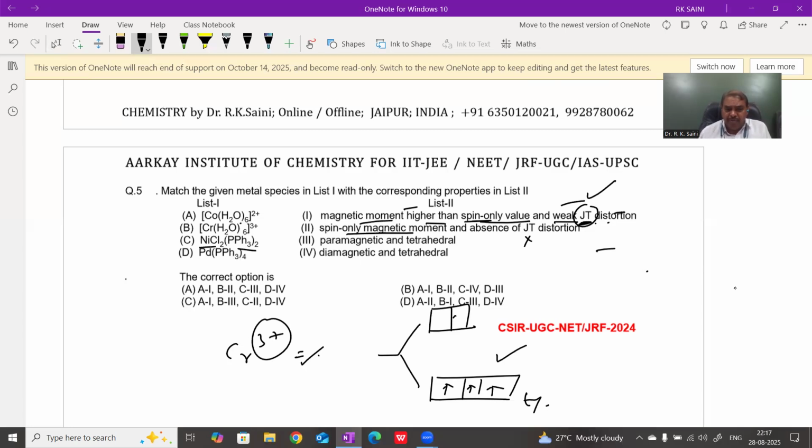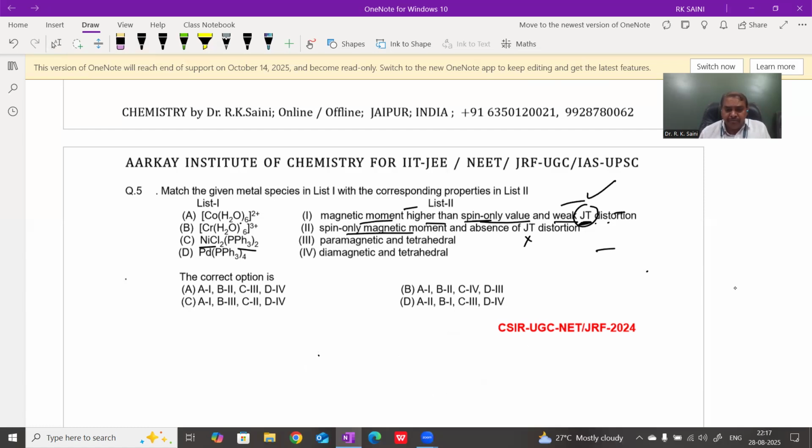NiCl2 and PPh3, triphenylphosphine. Triphenylphosphine is a bulky ligand. Phosphine, and in the case of triphenylphosphine, 3 hydrogens are replaced by phenyl. Therefore, it is a very bulky ligand. And Cl is a weak ligand. Therefore, it is a tetrahedral complex, nickel +2 tetrahedral complex.